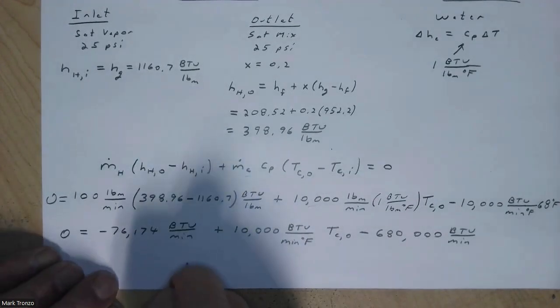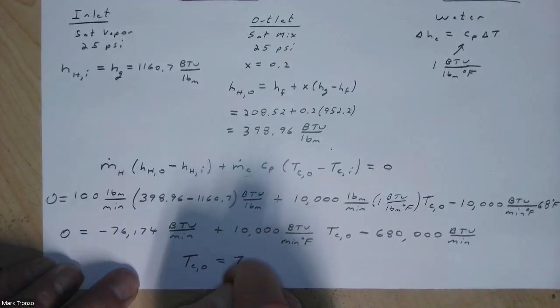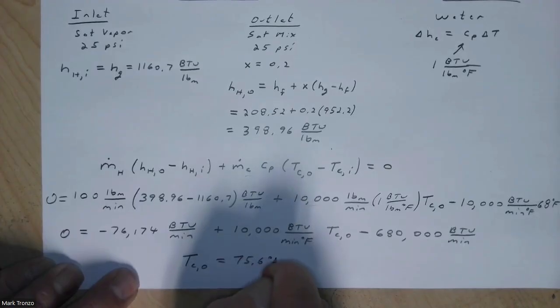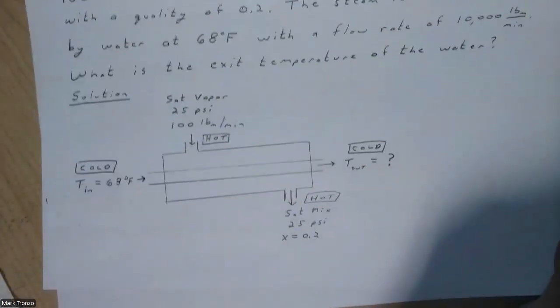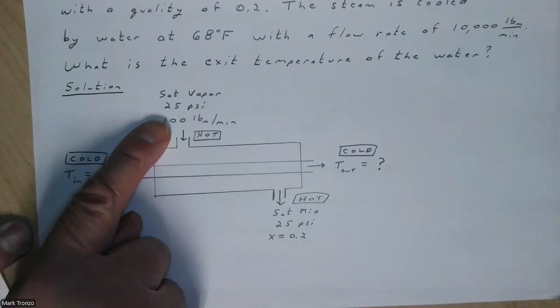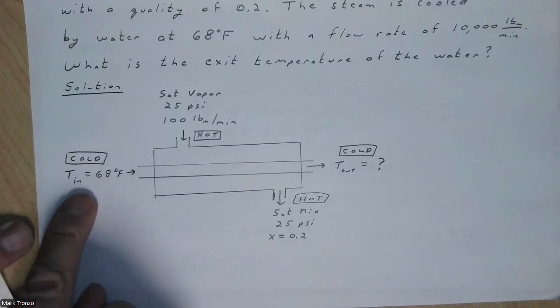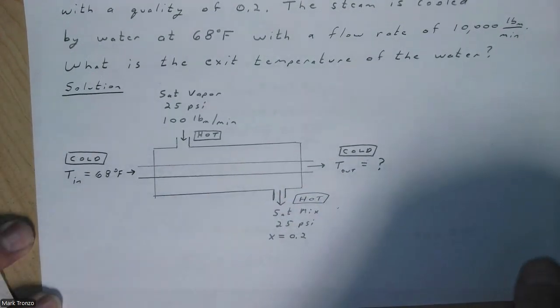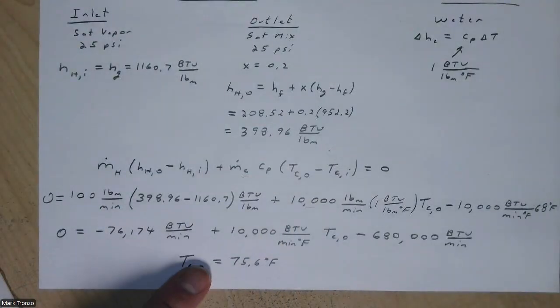and solve this, you end up with T cold out to be 75.6 degrees Fahrenheit, like that. So that's the exit temperature that we would have for this particular problem. When we're cooling the saturated vapor from this down to saturated mixture of 0.2, the temperature would go in at 68 and exit at a little bit over 75 degrees Fahrenheit. And that's what we want to know, what the exit temperature of the water was.